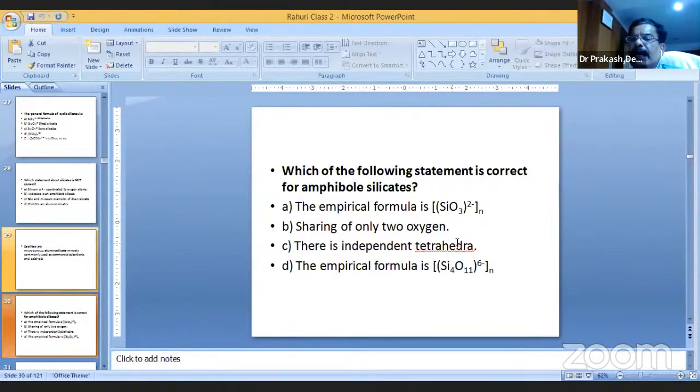So there is no independent tetrahedra. It is shared tetrahedra, so option C is eliminated. Sharing of only 2 oxygens, yes. On the outer side it will be 2, inside it will be 3 oxygens shared. I know that by looking at the diagram. The empirical formula is SiO3 2 minus, it's a cyclosilicate. That's how I eliminated and came to the conclusion that the 4th one is the correct answer.